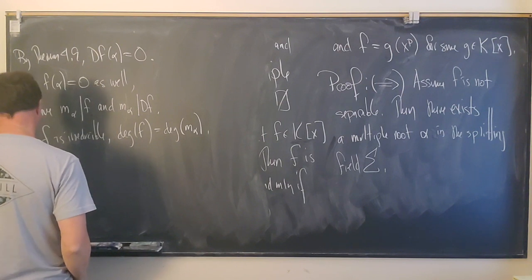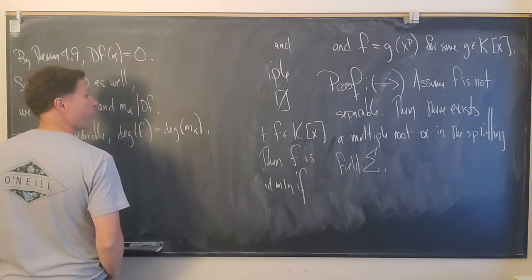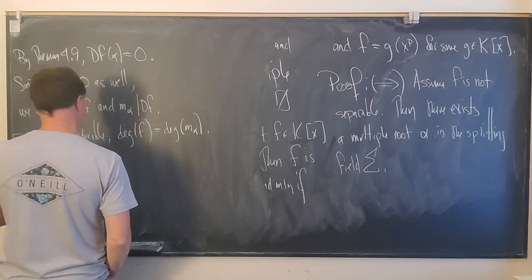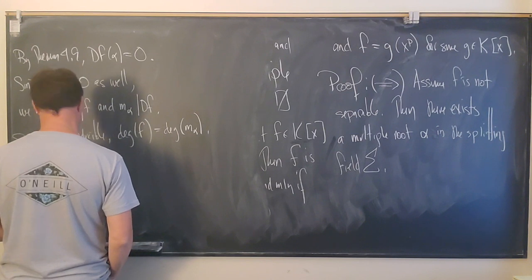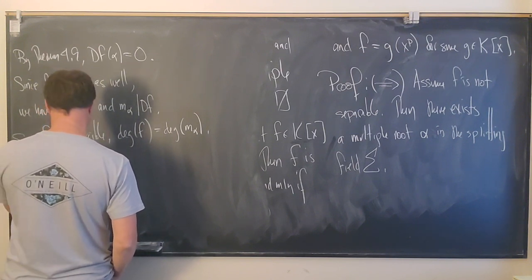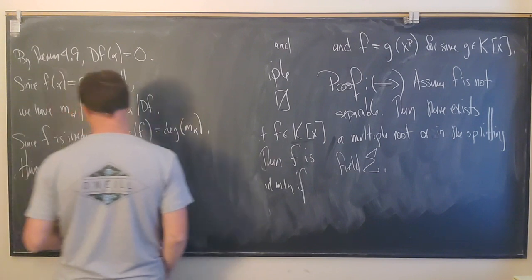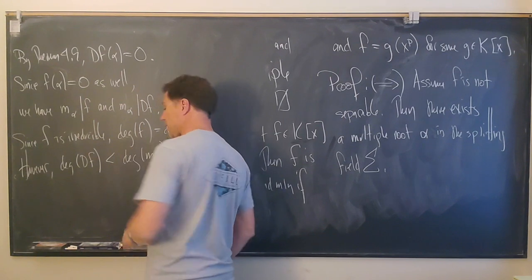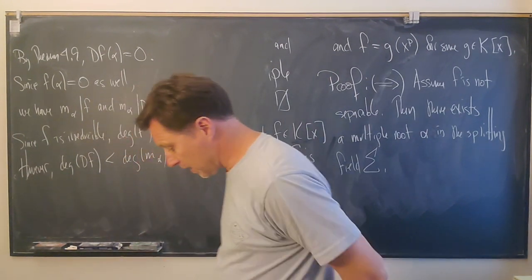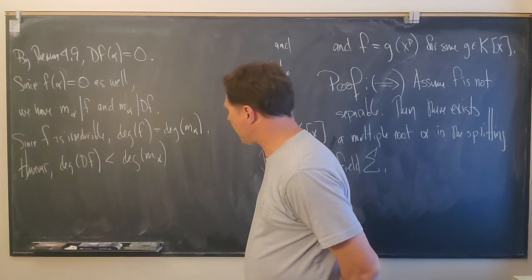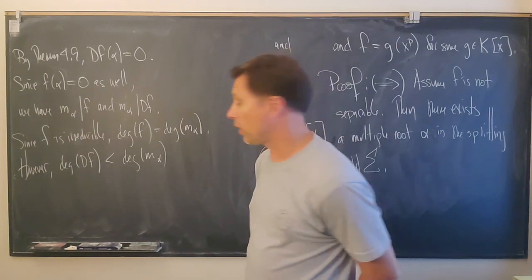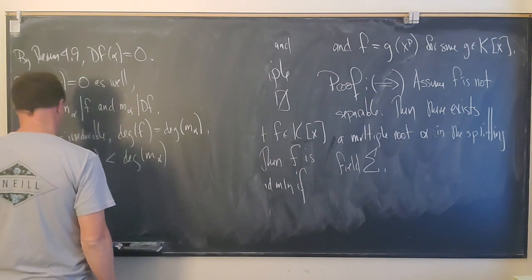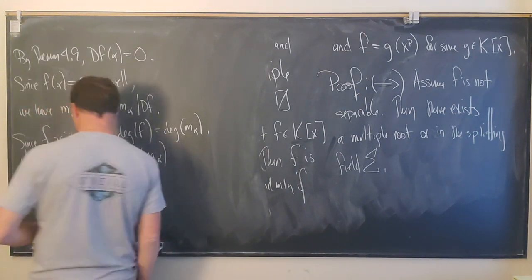However, the degree of df is strictly less than the degree of m sub alpha. And so what does that tell us then? It tells us that the derivative actually has to be the zero polynomial. So df equals the zero polynomial.